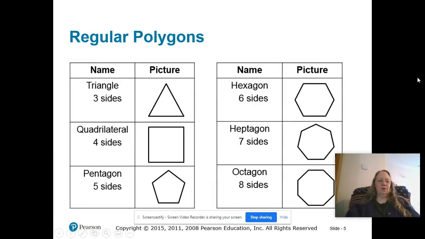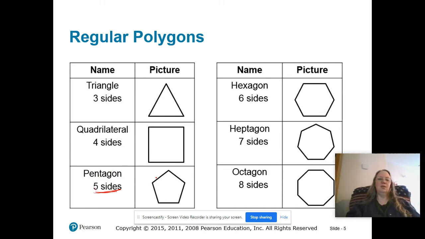Here are some examples of regular polygons. These are regular polygons. Make sure you pay attention to that word regular. A 3-sided regular polygon, we call that a triangle. In fact, it's an equilateral triangle. A 4-sided regular polygon is called a quadrilateral, and we also call it a square.